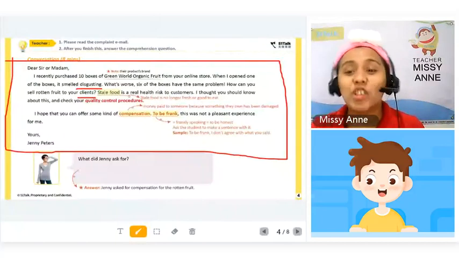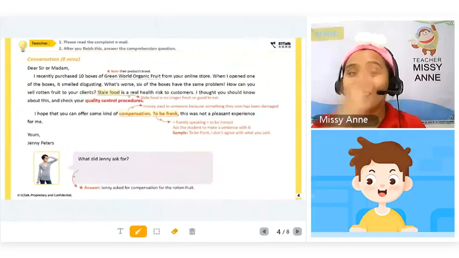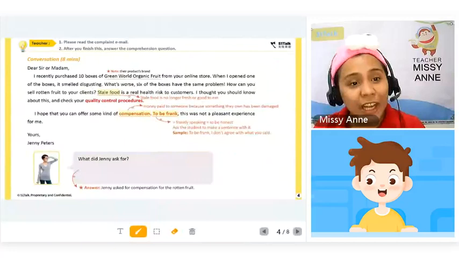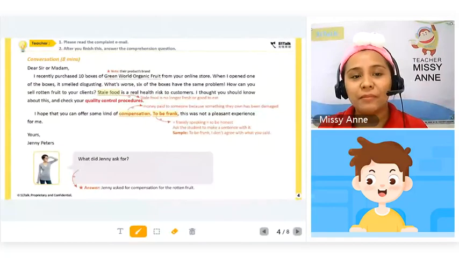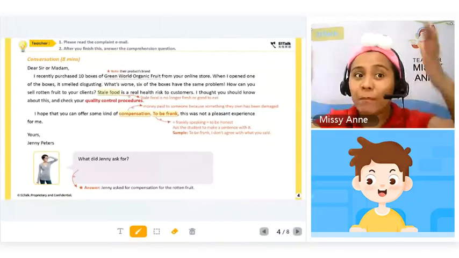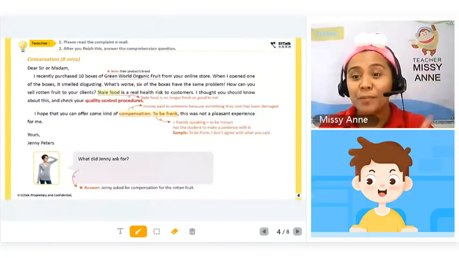Very good reading. Okay, now let's just repeat some words. Say disgusting. Disgusting. And clients. Clients. Okay, now based on Jenny's email, what do you think Jenny was feeling when she received the rotten fruits? It's frustrating for her. Yes, imagine you ordered 10 boxes of fruits and you received most of them rotten. So you must be angry and disappointed, right?